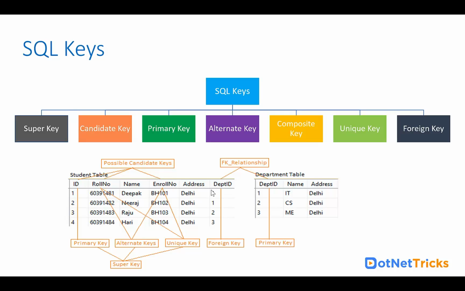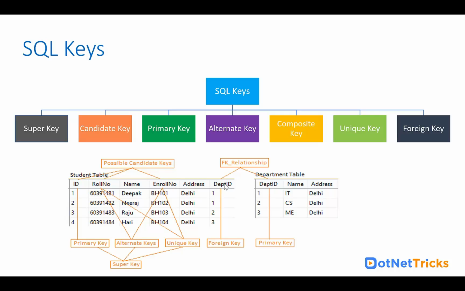So here more than one student can be part of a single department. You can see Deepak and Neeraj, these two students are part of department ID 1, or you can say IT department. And then you can see Raju is part of the CS department and Hari is part of the ME department. A foreign key is used to create the relationship between two tables.